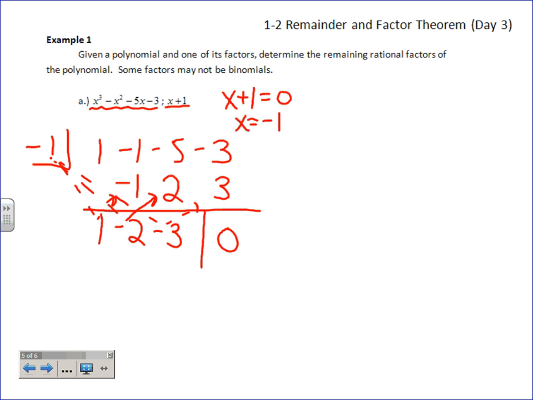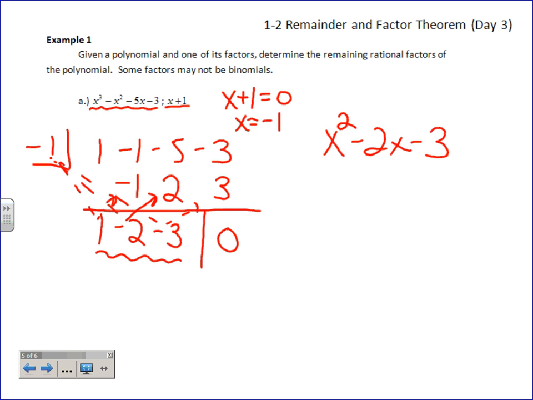So now we have to look at this stuff down here, because that's basically the stuff that's left over. Okay, and remember, we started with x to the third, so we took 1 out, and this better be x to the second: 1x to the second, minus 2x, minus 3. My job is to find any more rational factors, which means, can I factor that? Because it's x squared. That's a trinomial, 3 terms. The way to do that is key number factoring.